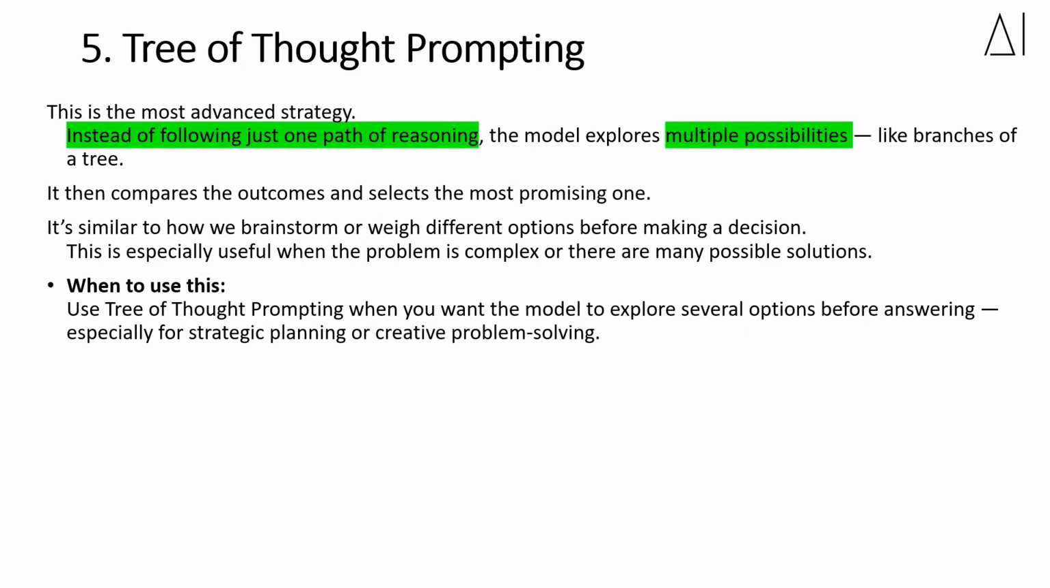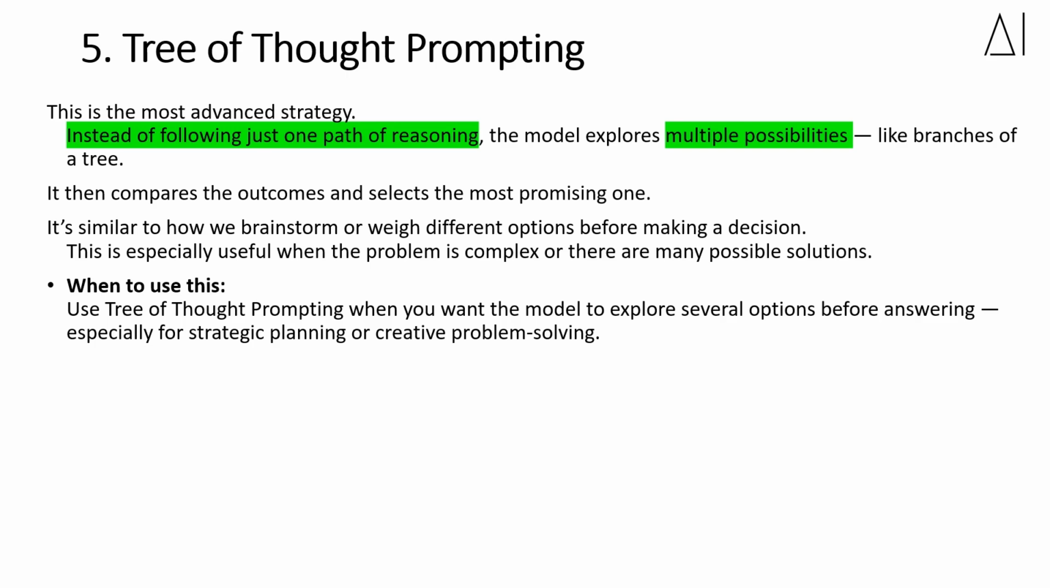Finally, we have tree of thought prompting. This is the most advanced. Instead of following just one path of reasoning, the model explores multiple possibilities like branches of a tree. Then it compares the outcomes and picks the most promising one. It's similar to how we brainstorm or weigh different options before making decisions. This is especially useful when the problem is complex or there are many possible solutions.